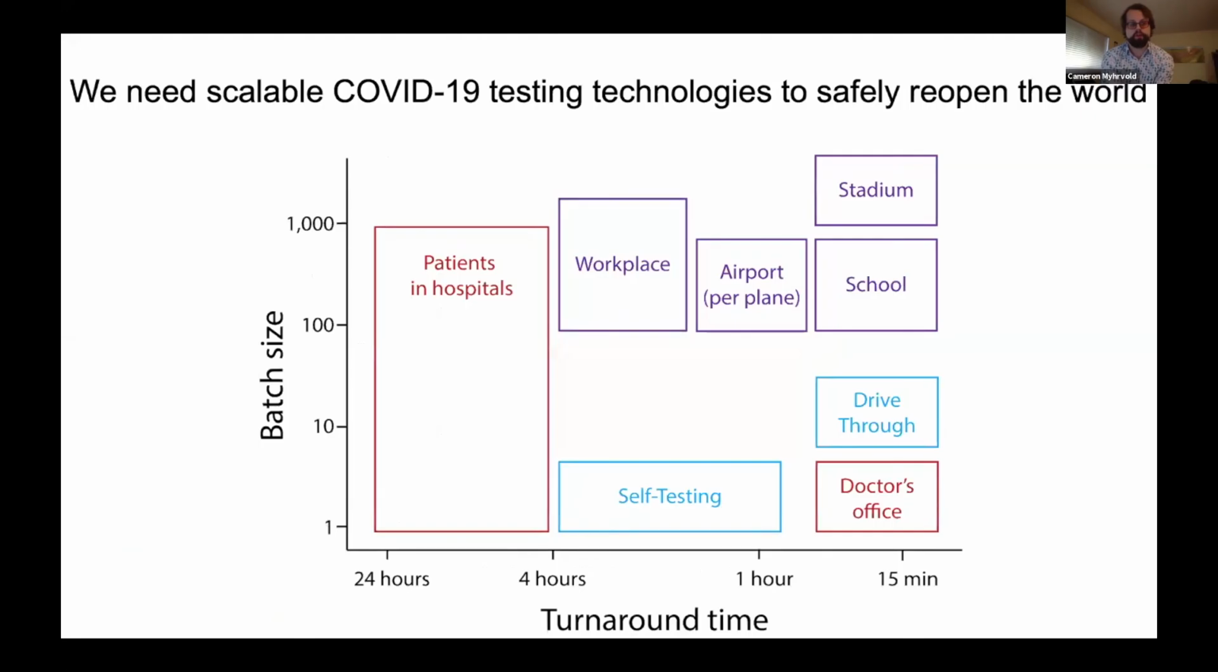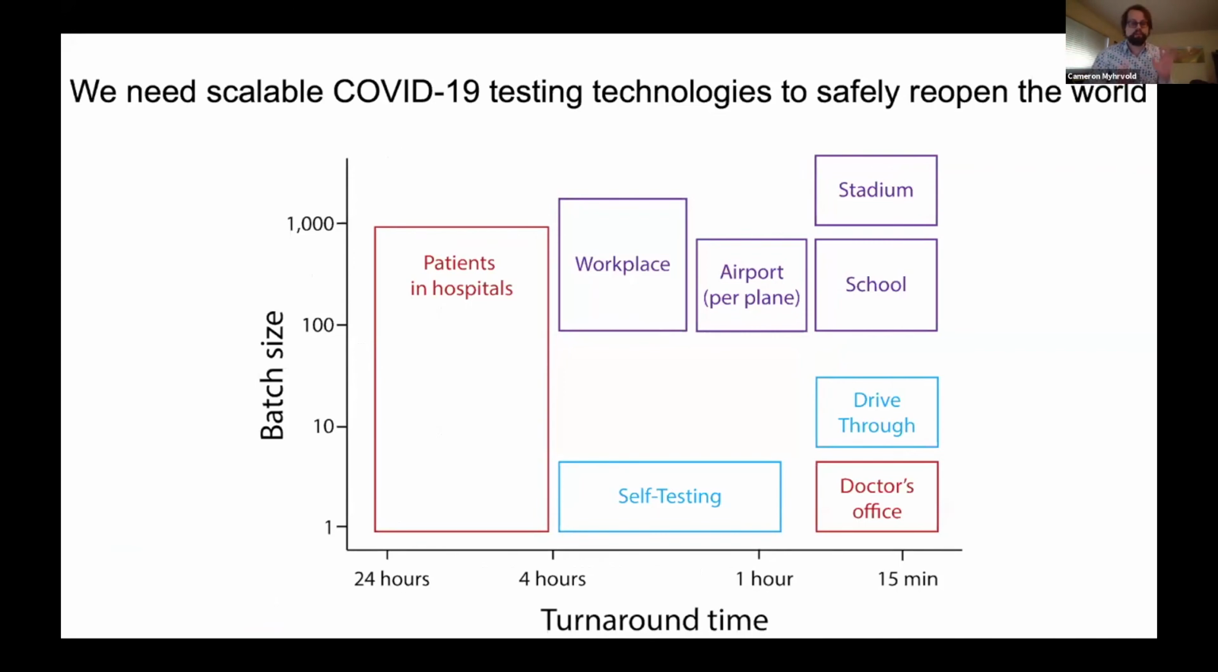I think there's a lot of use cases here, which I'll sort of talk about in this slide, which is really that we need testing technologies that scale if we're really serious about reopening the world and having lots of people interact with each other. And that could be at the workplace, at an airport, in a school, or goodness, in a stadium. It's really hard to imagine these days that many people getting together in one place at one time, but hopefully someday we can get back there.